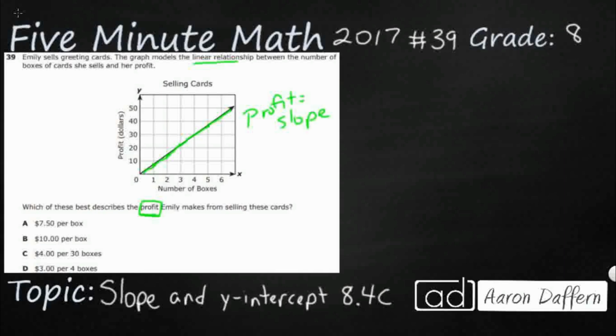We want to see how much that line increases. And that same profit, that same price that she gets for every single box, is going to increase with the number of boxes that she sells. Her profit is going to increase, but it's going to stay steady. So that's why we can calculate that as our slope.